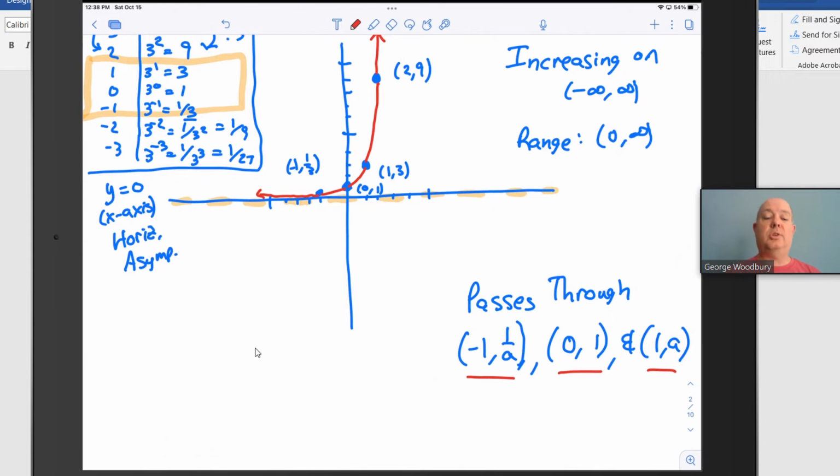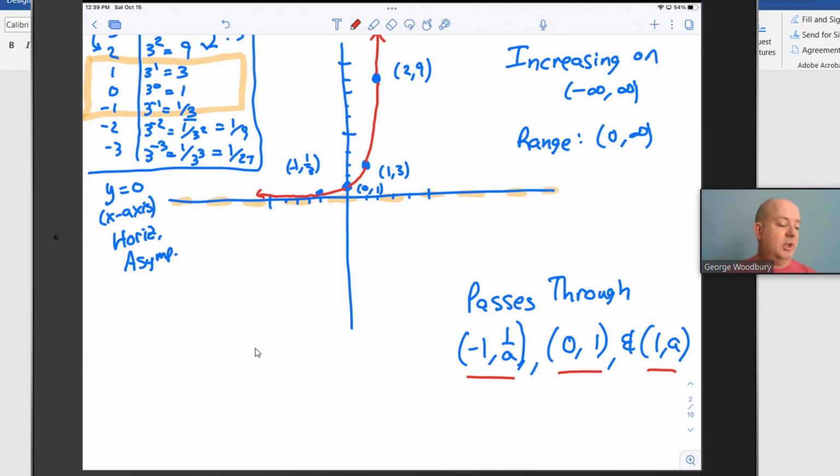We'll also use the idea that the x-axis is going to be a horizontal asymptote. I mentioned that those fractions, as x becomes more and more negative, get closer and closer to 0 without touching them. And so that is a horizontal asymptote on the x-axis where y is equal to 0. So for this function, if you look from left to right, it's increasing everywhere. And the range is going to be from 0 to infinity, not including 0. Again, it can never equal 0, but it will cover all the values above 0.